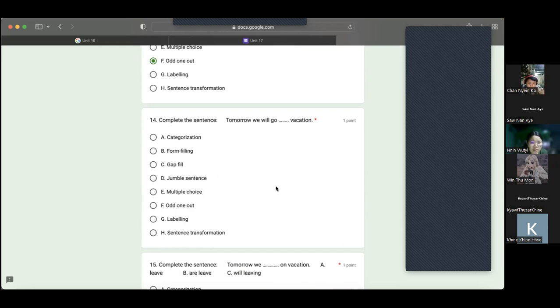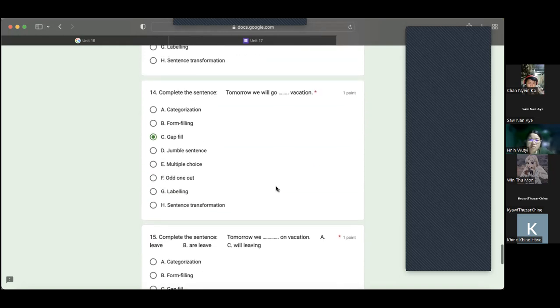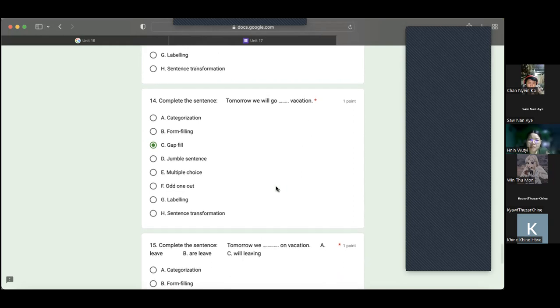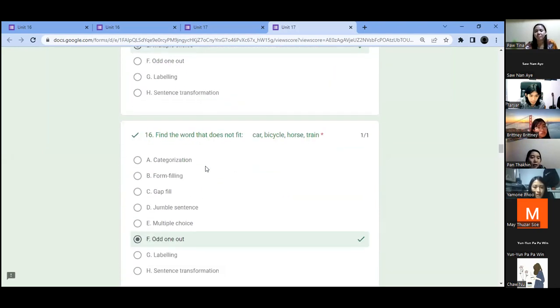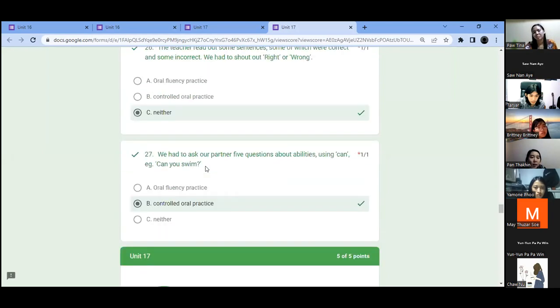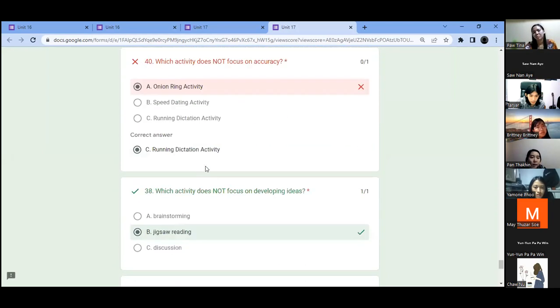Right? Yes. And I think the former gap fill is sentence transformation, isn't it? Because it has to be the same meaning. Which one? The previous one we did. Yeah, the role playing. We don't have any language prompts. Yeah, the roles of famous persons. So role playing is a fluency activity. Yes. Okay, and then one left. Is that it? One more here. Okay.